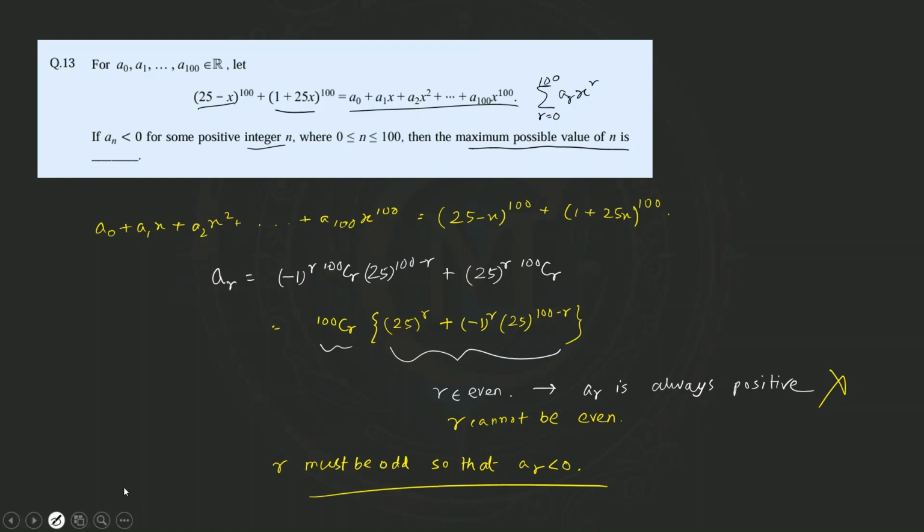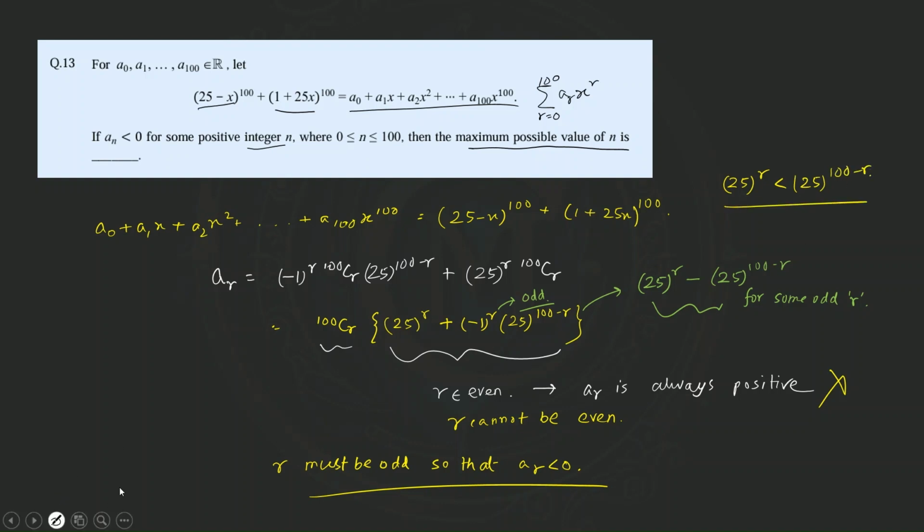Now when will this term become negative? We are already assuming that r is some odd number, so this will be minus 1. So this term will be 25 to the power r minus 25 to the power 100 minus r for some odd r. Now we have to determine the maximum possible value of r so that this term is negative. So this will be negative when 25 to the power r is less than 25 to the power 100 minus r.